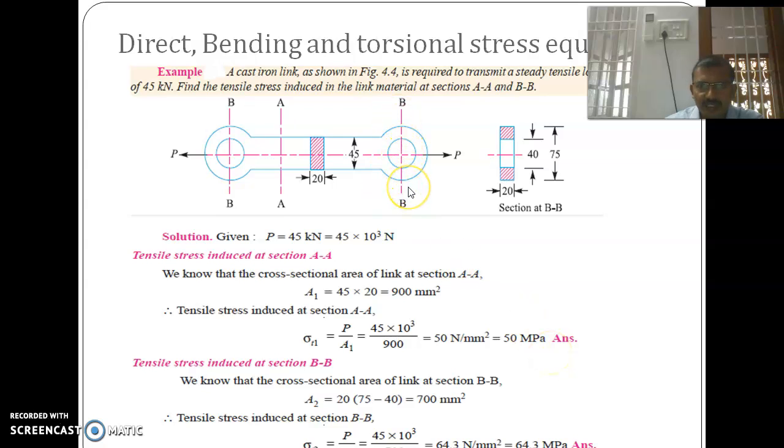Tensile stress at section BB: it is a rectangular section but it has a hole. So the area is 20 into (75 minus 40), which is equal to 700 mm square. Load is 45 into 10 power 3 divided by 700. So it is equal to 64.3 megapascal. Okay, thank you.